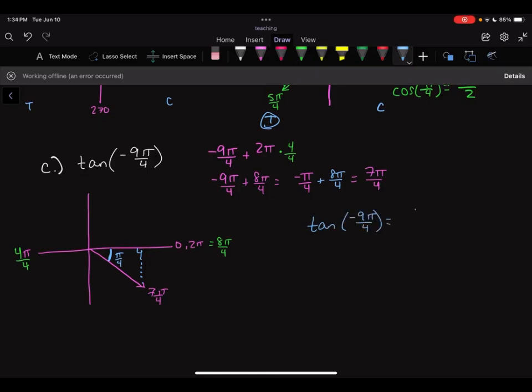However, I do need to check the sign. So all students take courses. So the C means that only cosine and its reciprocal are positive. So tangent is going to have to be negative.